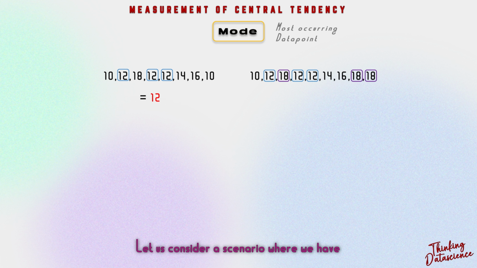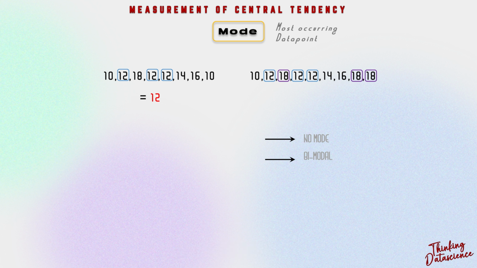Let us consider a scenario where we have multiple numbers with equal highest frequencies. For instance, there could be two numbers that are the most frequent, like in this case we have 12 and 18. In such a situation, we may wonder which number is the mode. There are two possible ways to answer this question. Firstly, we can say that the set does not have a mode because there is no clear winner. This means that the set does not have a value that appears more frequently than any other value. Alternatively, some people refer to this set as bimodal, indicating the presence of two modes.